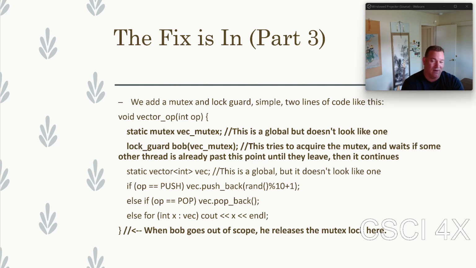And now the next time somebody tries to acquire the lock, it's permanently locked, you freeze. So lock guards are an exception-safe way of locking and unlocking that also cut down on the number of lines of code that you need to use.